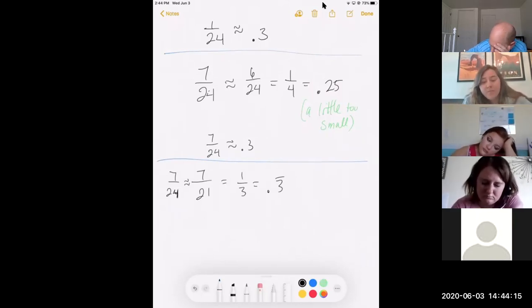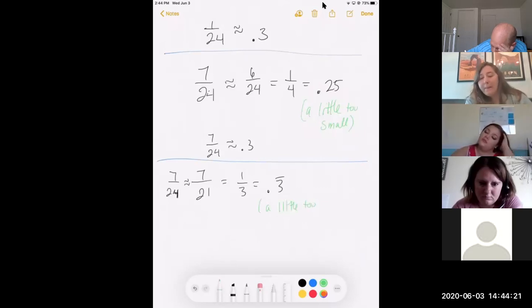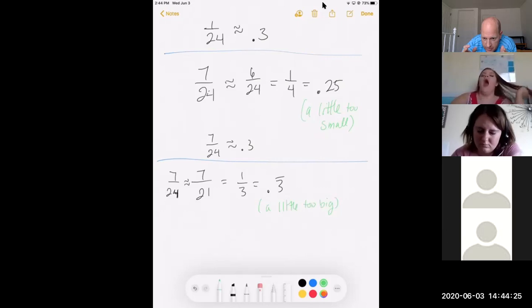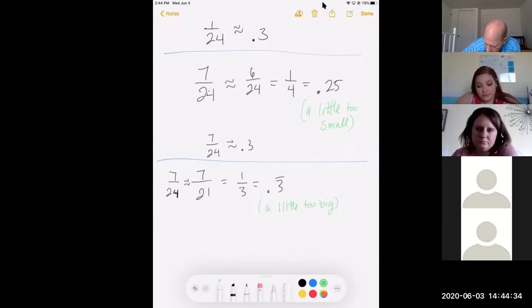Now, when we move the denominator smaller, is my estimate a little bit too small or a little bit too big? It would be too big because your pieces are more. Excellent. With a smaller denominator, you have bigger pieces. So that means your decimal approximation is a little bit too big and you need to bring it down a little bit. And so let's say that 7/24 is approximately equal to 0.3.